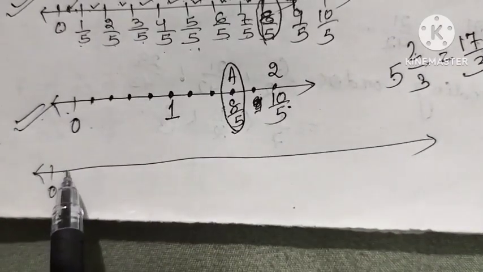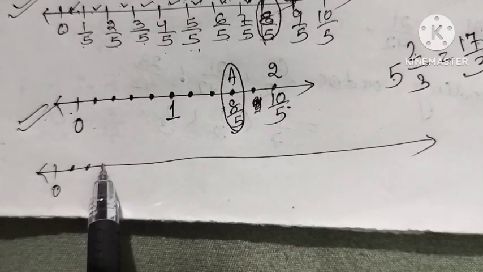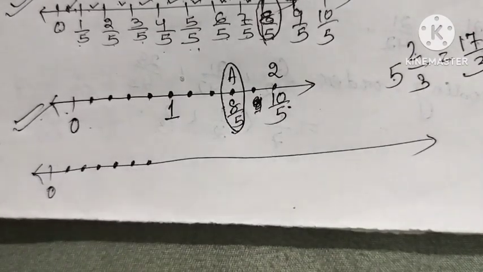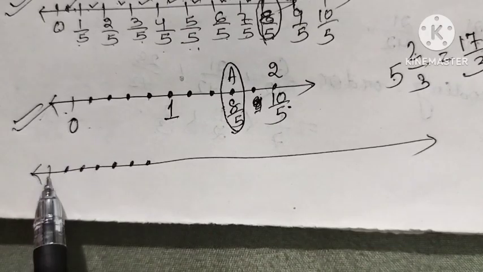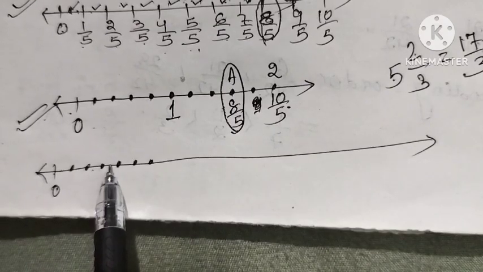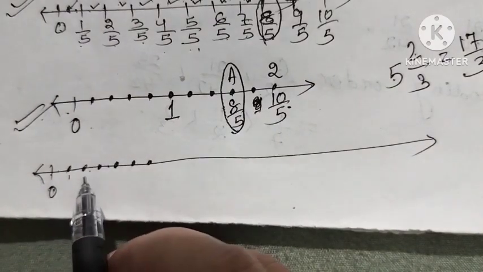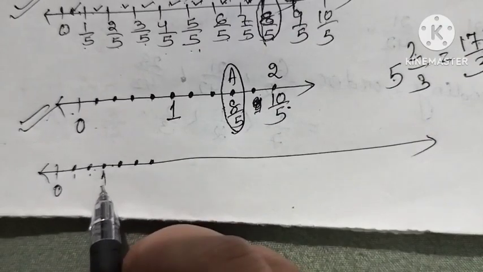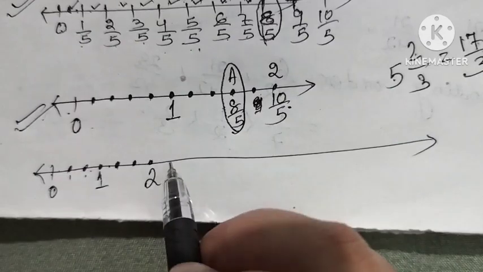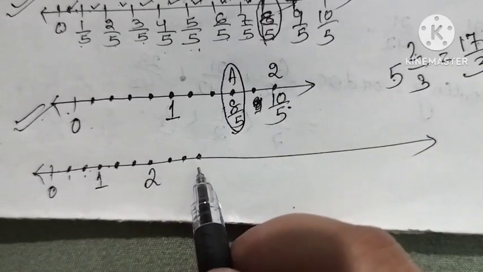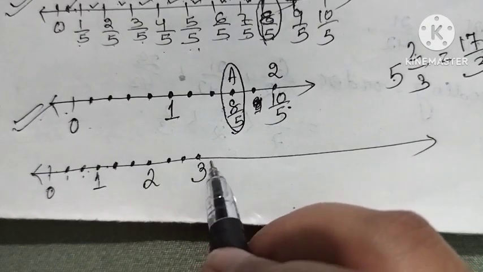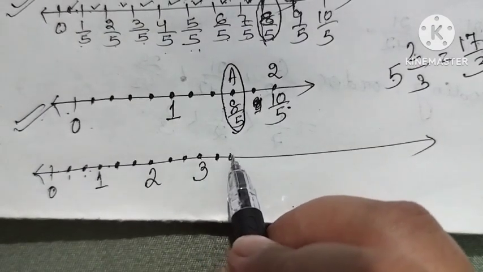0, then 1 by 3, 2 by 3, 3 by 3, 4 by 3, 5 by 3, 6 by 3. It is not possible. That's why you have to write down 0, then 1, 2, 3, 4. Yes, 0, then 1 by 3, 2 by 3, 3 by 3. It is 1, 4 by 3, 5 by 3, 6 by 3, 2, then 7 by 3, 8 by 3, 9 by 3.